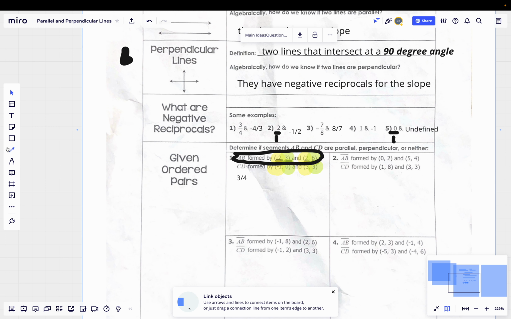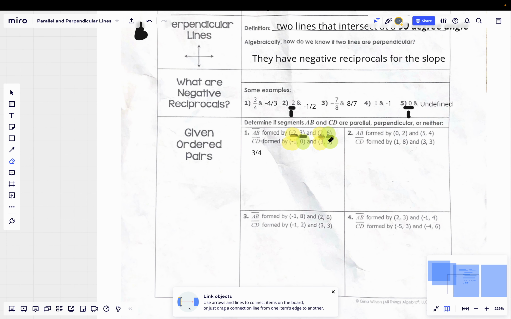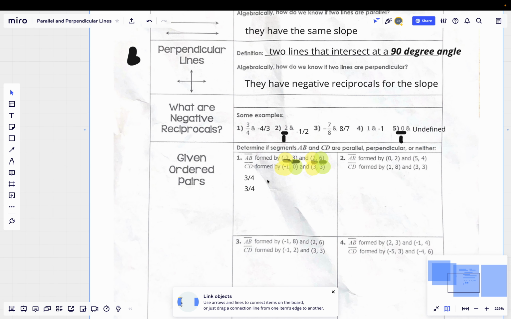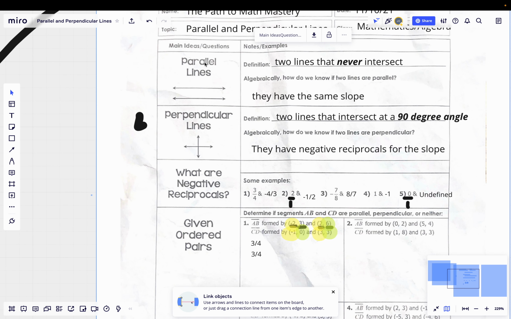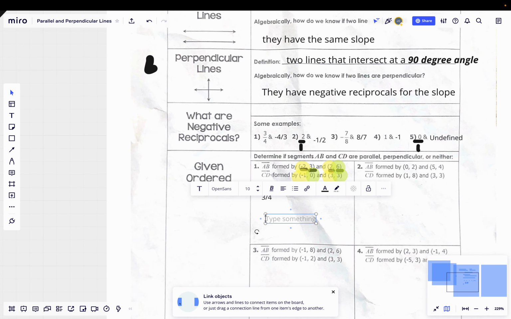Let me erase, because I color coded uselessly just to help you represent this. We're going to do 3 minus 0 in our minds, which is 3, and then 3 minus -1, which is 4. If you need to write this down, please do. So that is 3/4. For both of them, we get a slope of 3/4. It says parallel, perpendicular, or neither. What do you know about parallel lines? They have the same slope. So we have concluded that AB and CD are parallel lines.